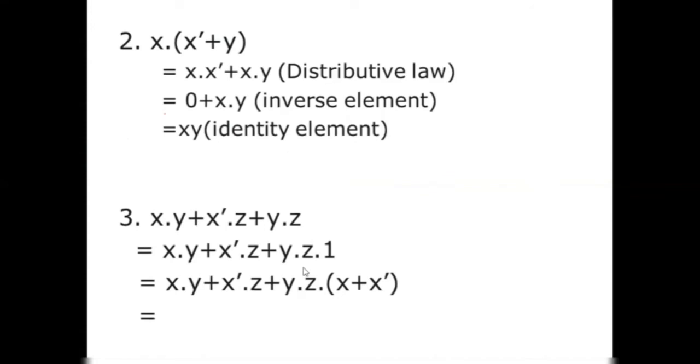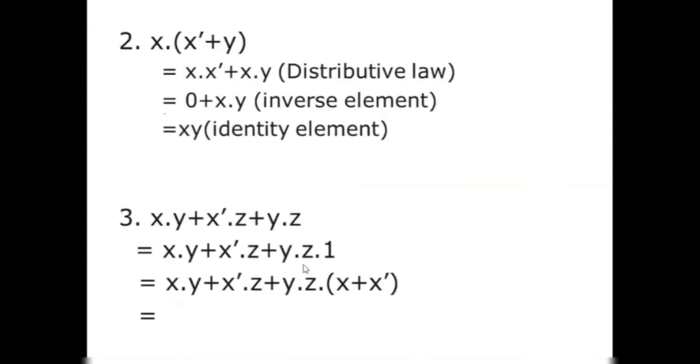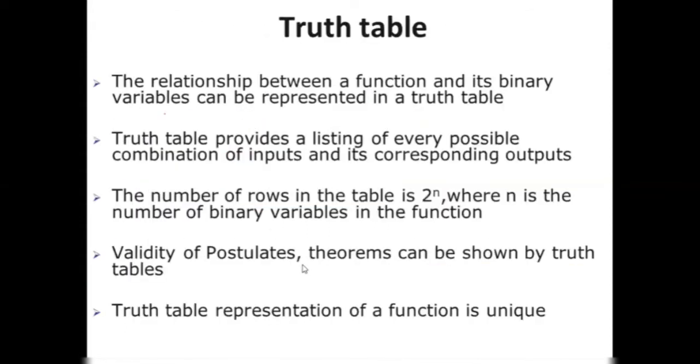So that's about two things we discussed: algebraic manipulations, simplifications, and complements. And now we are going to talk about something also familiar to you, which is truth tables. In truth tables, we are trying to do a verification. It shows you the relationship between a function and its binary variables.